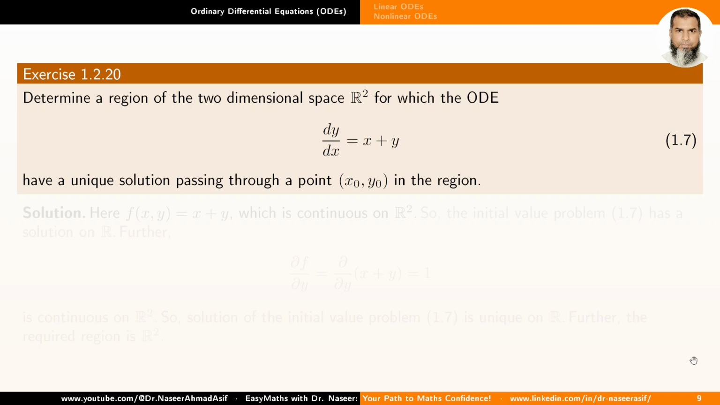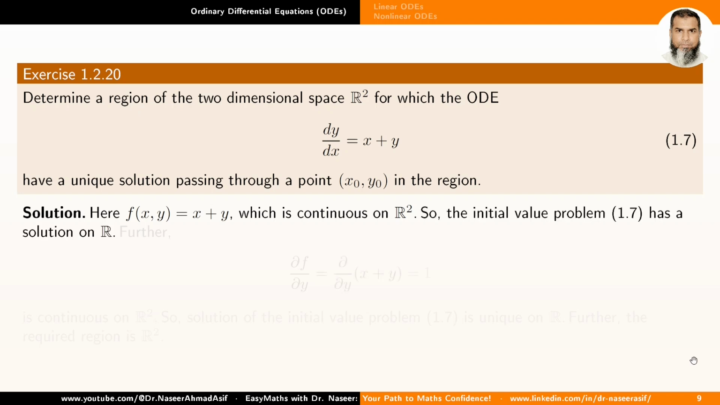We'll see another exercise. Determine a region of the two-dimensional space R square for which the ODE dy by dx is equal to x plus y has a unique solution passing through a point (x naught, y naught) in the region. Well, see the solution, where f(x,y) is equal to x plus y, which is continuous on R square. So the initial value problem 1.7 has a solution on R.